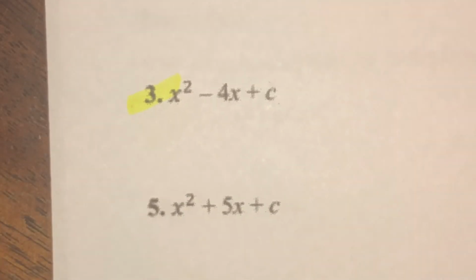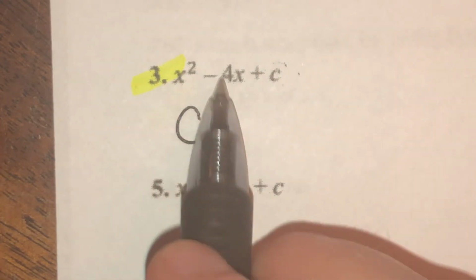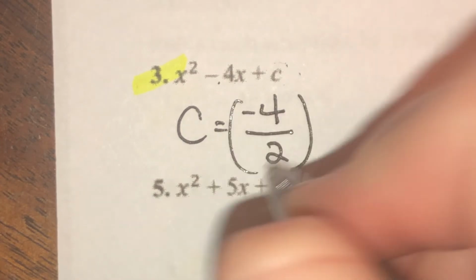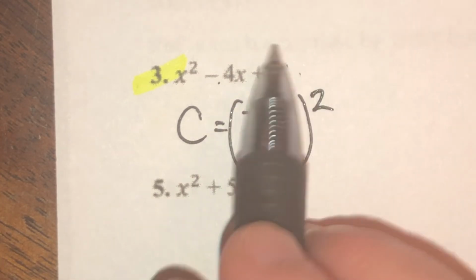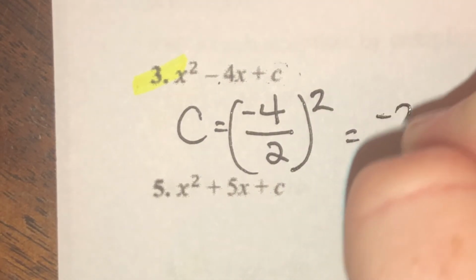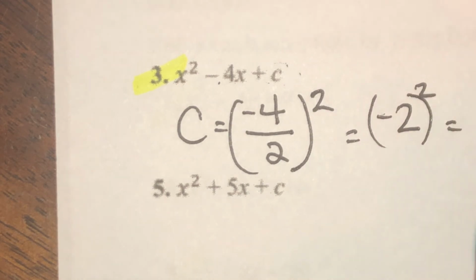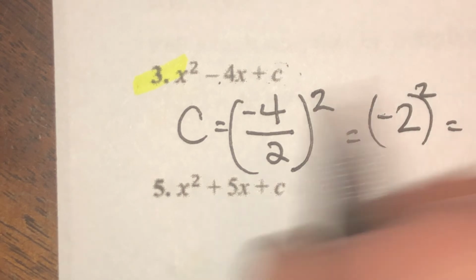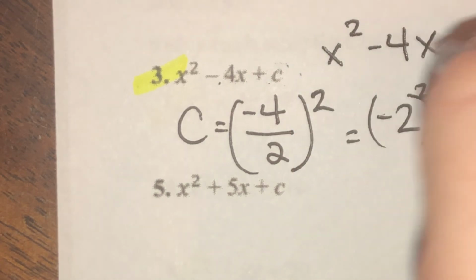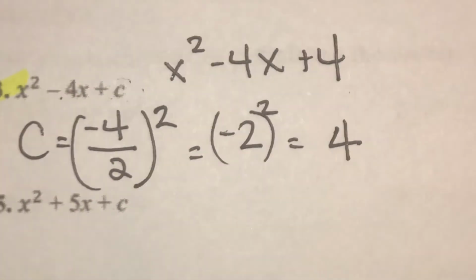Number 3 has a minus sign in it. Okay, exact same thing. To find C, I have to look at my middle term, -4, divide it by 2, and then square it. And whatever I get, that's what I'm adding on to the end here for C. Okay, so -4 divided by 2 is -2. And -2 squared, I'll put it in parentheses, -2 squared is +4. So for this to be a perfect square trinomial, it would have to be x squared minus 4x plus 4. Right, so C has to be 4.